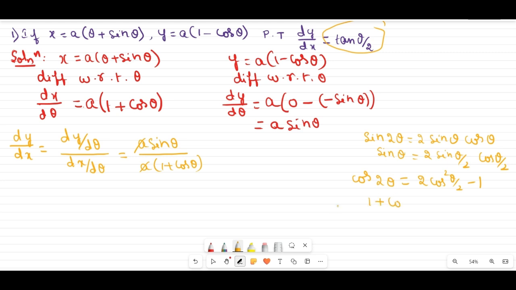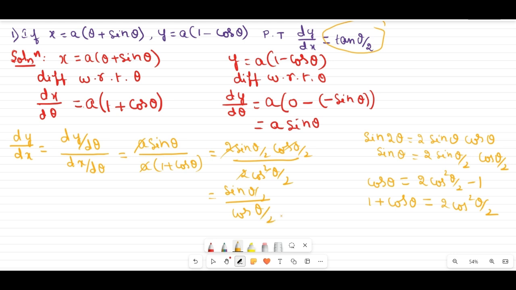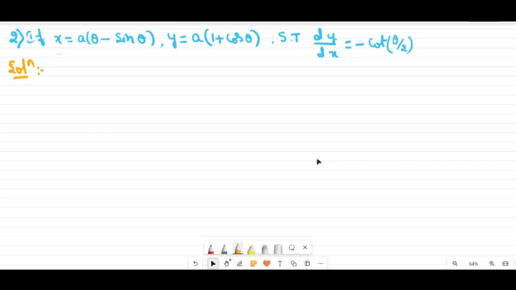Just a second, I should consider the half angle formula. So that is what I am doing here. Cos theta is equal to 2 cos square theta by 2, so 1 plus cos theta is equal to 2 cos square theta by 2. Next, substitute everything: 2 sin theta by 2 cos theta by 2 whole divided by 2 cos square theta by 2. The 2 gets cancelled and one cos function gets cancelled. The remaining is sin theta by 2 divided by cos theta by 2, which is tan theta by 2. So this is what they have asked to prove. I will move to the second question.